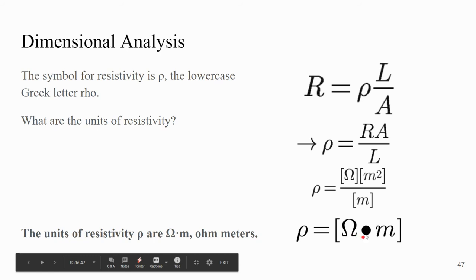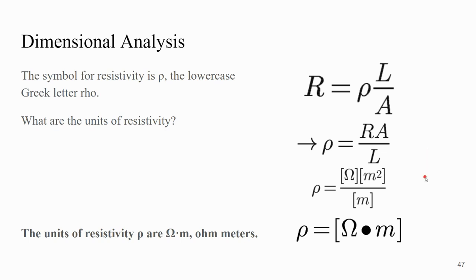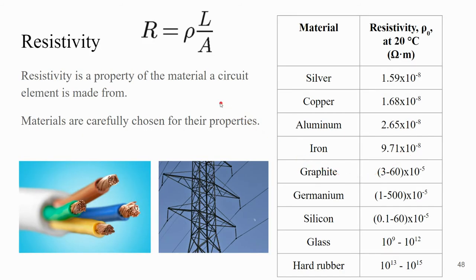So that's ohms times meters. It's not ohms per meter. That would be a different thing. It's not being divided. It's ohm meters is what we got there. Not to be confused with what's called an ohmmeter, which is a way to measure resistance. Not my fault. So anyhow, resistivity is a property of the material a circuit element is made from.